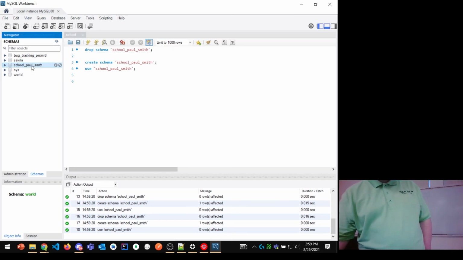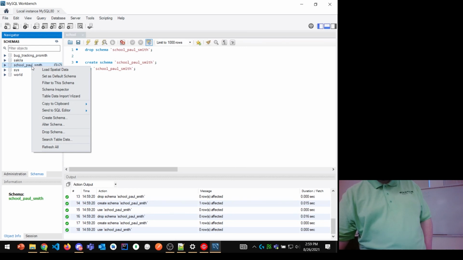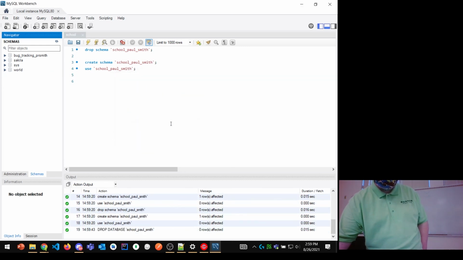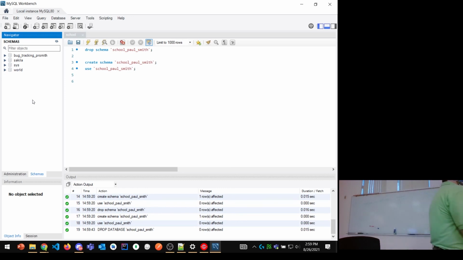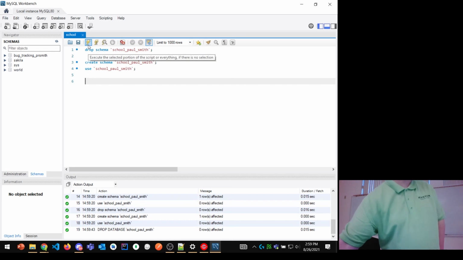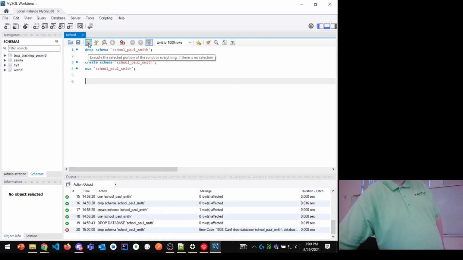And I'm going to actually just go straight up and delete this here. So I can also just use the GUI to do this. So I'm going to say, let's drop that schema. Just say drop it now. Okay, so it's not there. Right, see, it's not there. I can refresh and it won't be there anymore. Let's try to run this script again. One thing worth noting, if you don't highlight anything, it will run the whole script. So that's one way you can get around this.